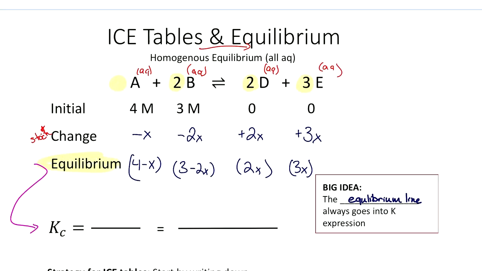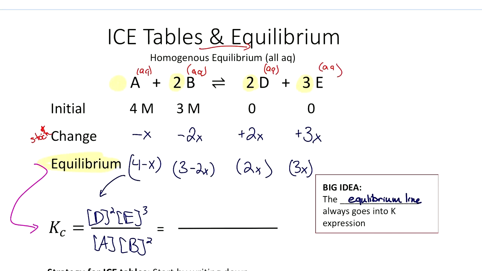So we know already that K is products over reactants, concentrations at equilibrium. So simply the expression for Kc for this particular reaction is D concentration squared times E concentration cubed, over A concentration times B concentration squared. See how I just did products over reactants? Stoichiometry or coefficients became superscripts, right? And so I said, ice tables, the E line goes into the K expression. So all of these values go into each of those concentrations.